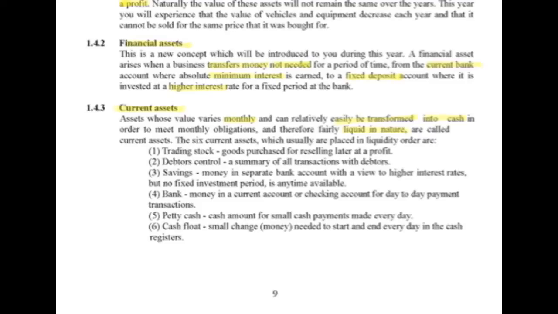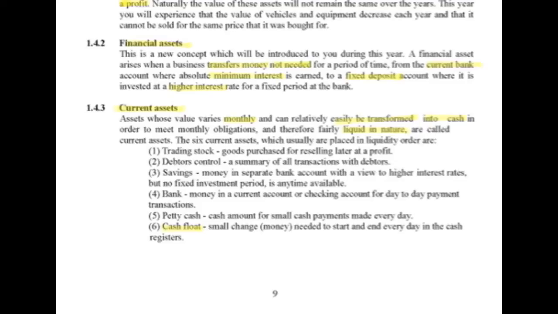The 6 current assets which usually are placed in liquidity order are, so liquidity means how easy or how difficult is it for me to change this asset into actual cash. So the easiest one to change into actual cash, easiest and quickest, is my cash float, starting from the bottom going up. So it's in descending order for liquidity purposes.